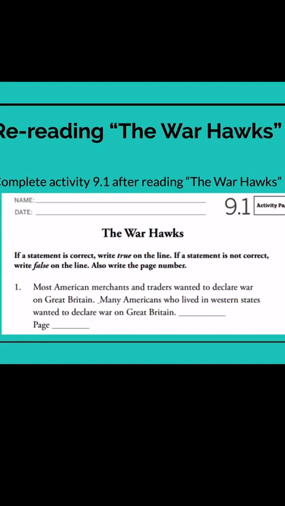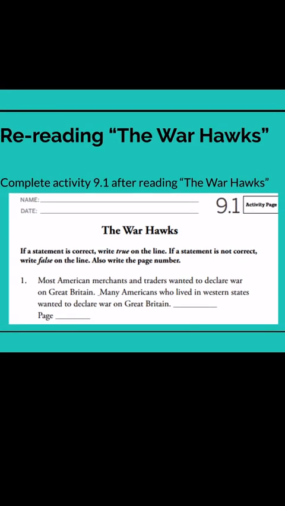First things first, you are going to reread the chapter called The Warhawks. Once you're finished with that, you're completing activity page 9.1. Let's read through the directions together. If a statement is correct, write true on the line. If a statement is not correct, write false on the line. You are also going to write the page number where you found that statement was true or false.